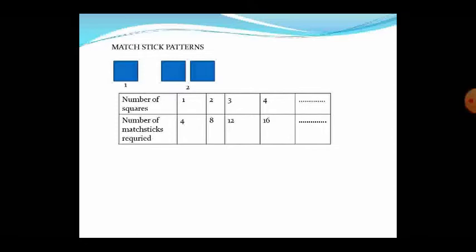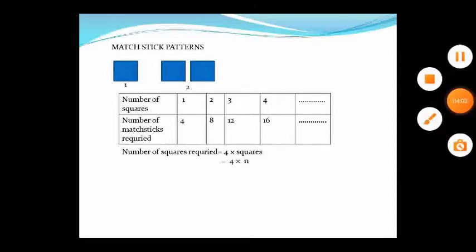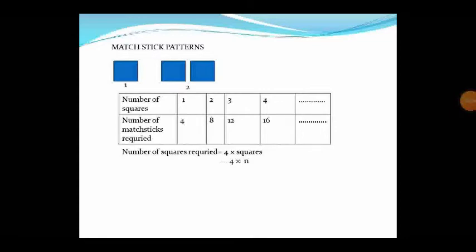Instead of that, there is a rule. What is that rule? Let me see now. Number of matchsticks required equals 4 into the number of squares. You know that for one square you need 4 matchsticks, right? So it is 4 into n, where n stands for the number of squares.